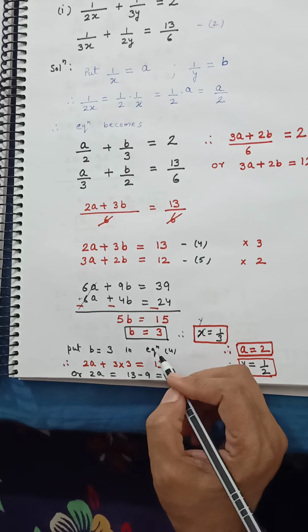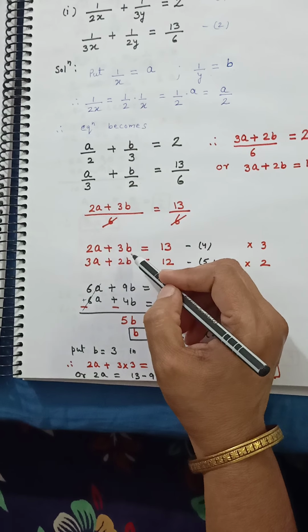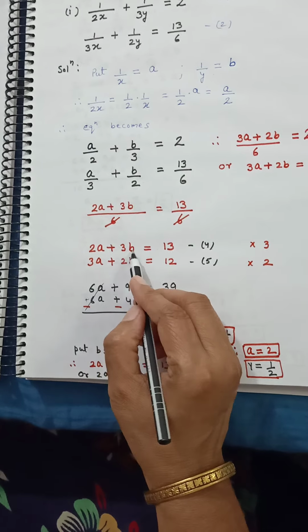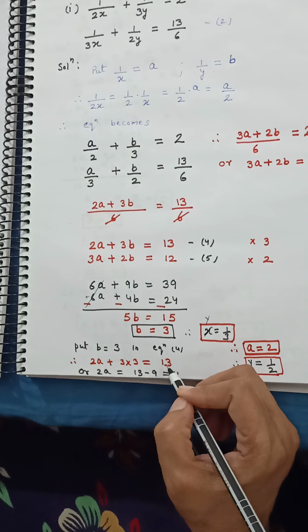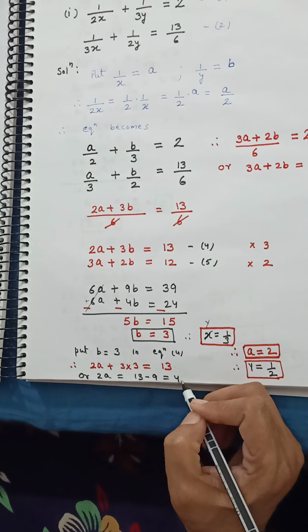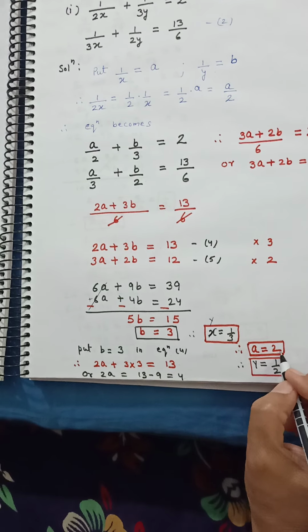Now substitute b is equal to 3 in equation number 4. You will be getting 2a plus 3 into 3, that is 9, is equal to 13. 2a is equal to 4. That means a will be equal to 4 upon 2, that is 2.